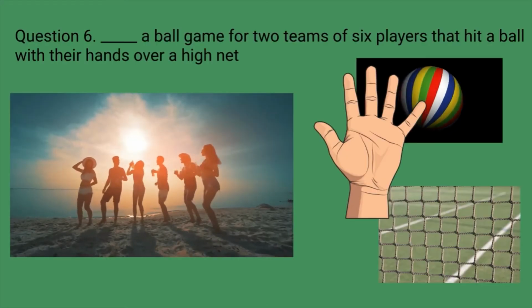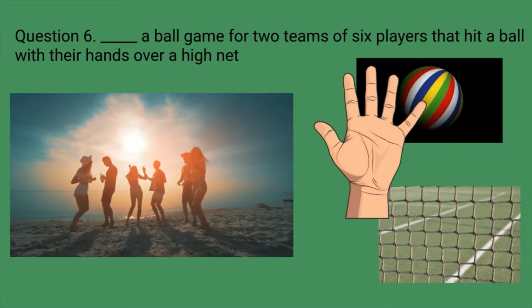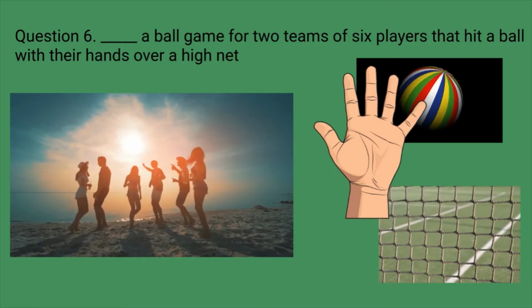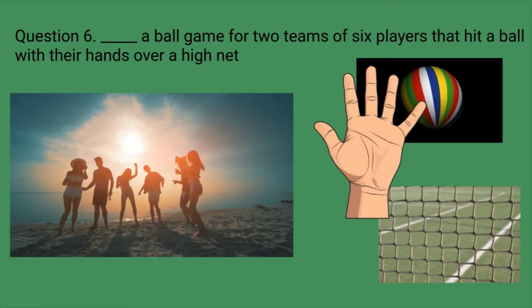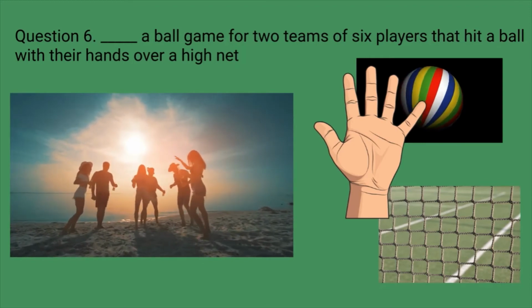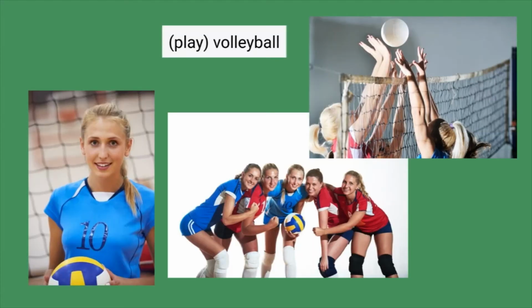Okay, so let's look at question 6, which is the last vocabulary question. So we've got a ball game for 2 teams of 6 players that hit a ball with their hands over a high net. Okay, so let's think, what game has 6 players on each team and they hit the ball with their hands over a net to score points? So let's think. So this is called volleyball. Right, so number 6 there is volleyball.